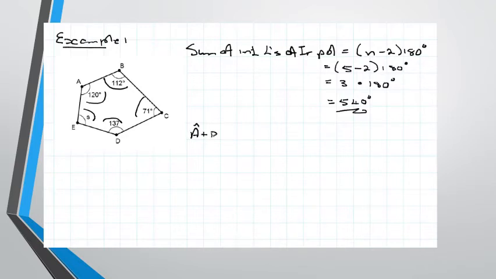So I'm going to make the next statement now, where I'm going to say angle A plus angle B plus angle C plus angle D plus angle E must be equal then to a value of 540 degrees.